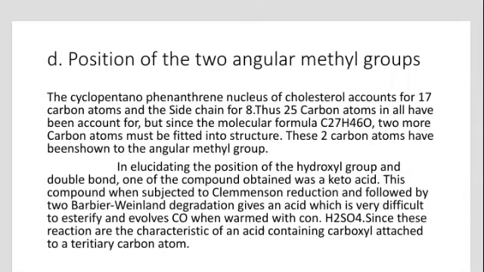In elucidating the position of the hydroxyl group and double bond, one of the compounds obtained was a keto acid. This compound, when subjected to Clemmensen reduction followed by 2 Barbier-Wieland degradations, gives an acid which is very difficult to esterify and evolves carbon monoxide when warmed with concentrated sulfuric acid. These reactions are characteristic of an acid containing a carboxyl attached to a tertiary carbon atom.